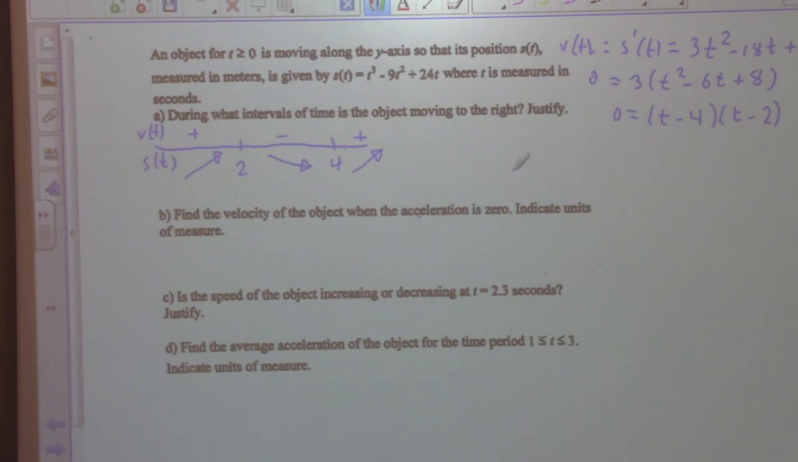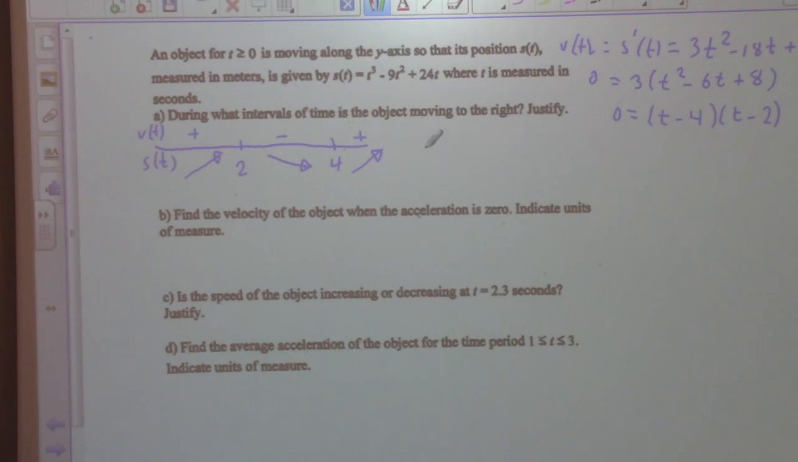So we can justify, because during what intervals of time is the object moving to the right? When it's below 2 and above 4. Yeah, below 2 and above 4, Aaron says. So let's go ahead and articulate that.